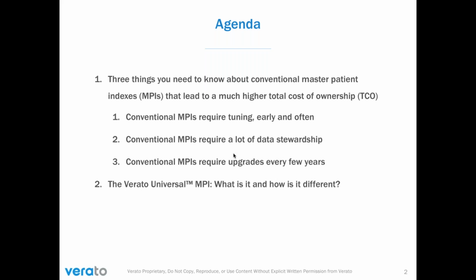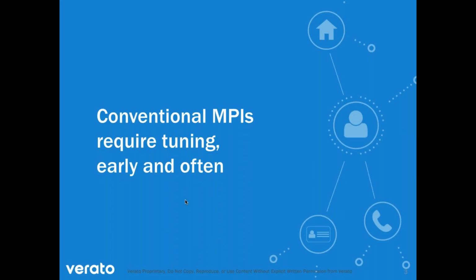And then the last is a point that you see with many enterprise software applications, which is on-premise installations of complicated technology. These often require upgrades every few years, technology improvements, and releases from vendors, and that's another thing that can become a very costly and distracting activity that has a big impact on the TCO for your MPI program. So let's get right into it and start with this tuning idea.